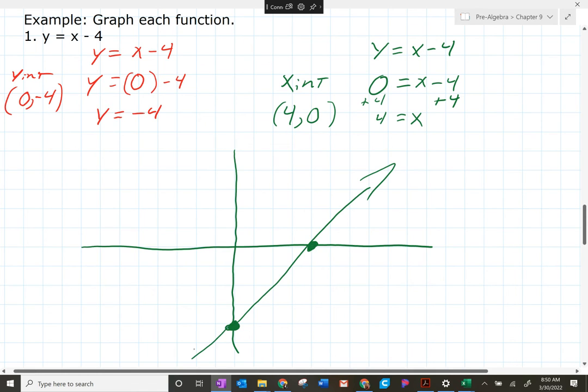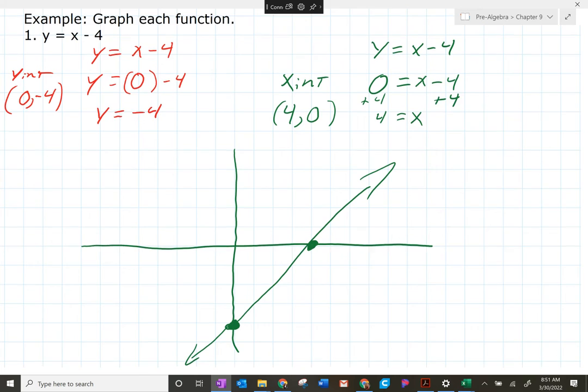And it's going to go that way forever. It's going to go that way forever. So once I found my y-intercept, I got negative 4. My x-intercept was at a positive 4. Put those 2 points on there and just connect the dots. This next one, you get to talk me through it. Who's ready for it? I am. Awesome.